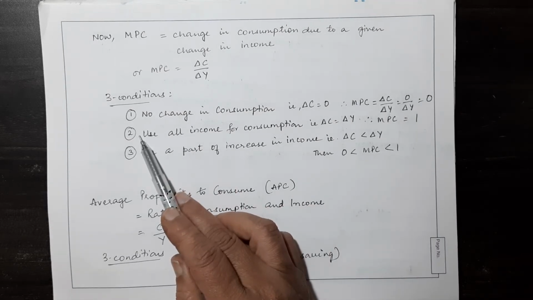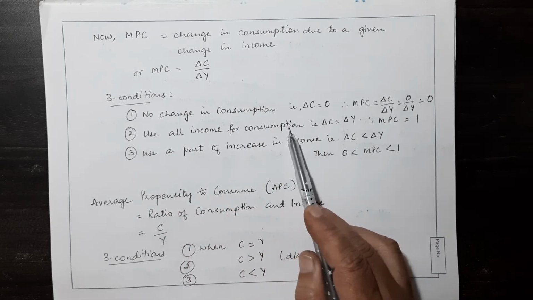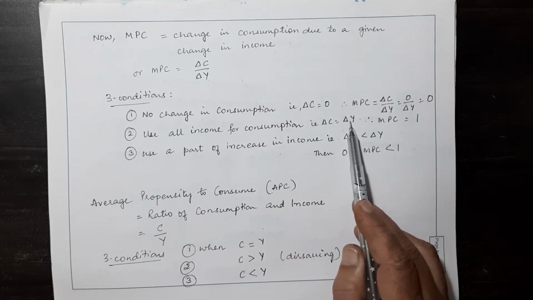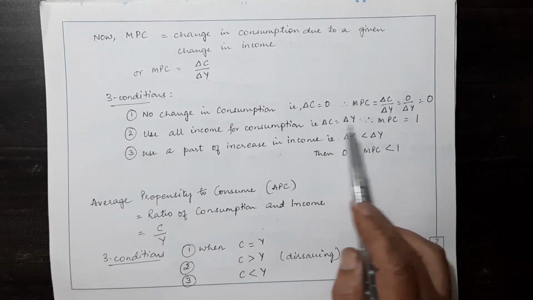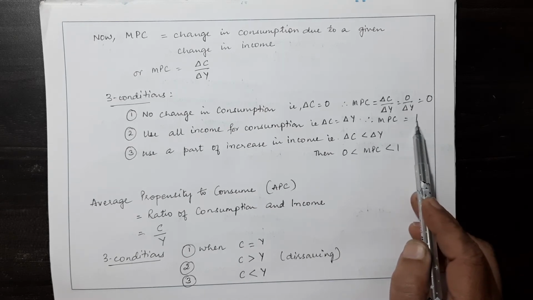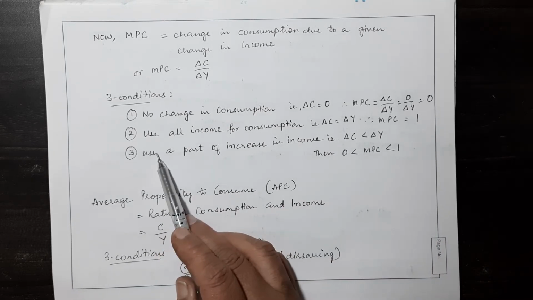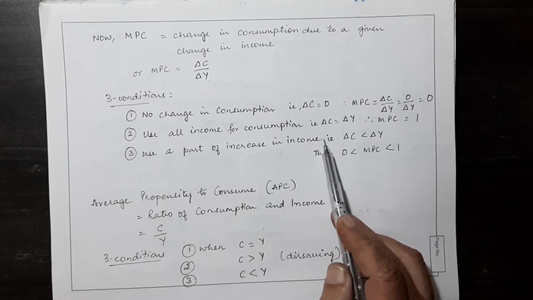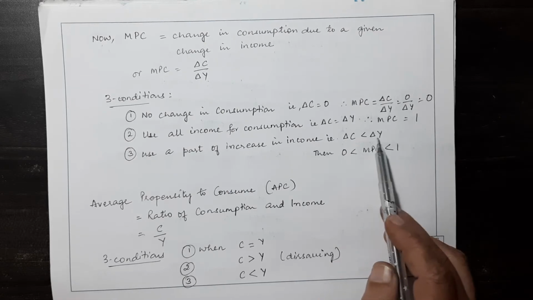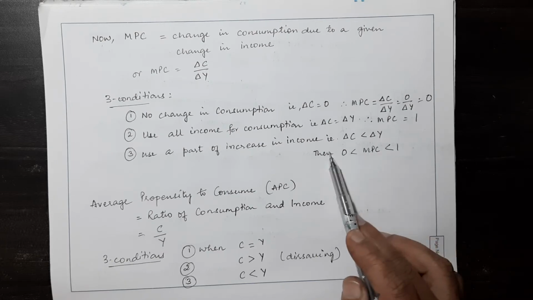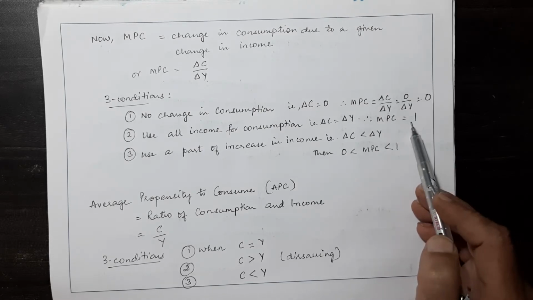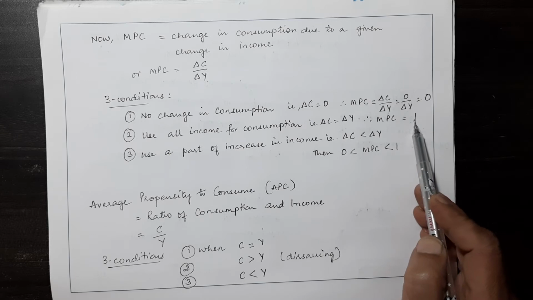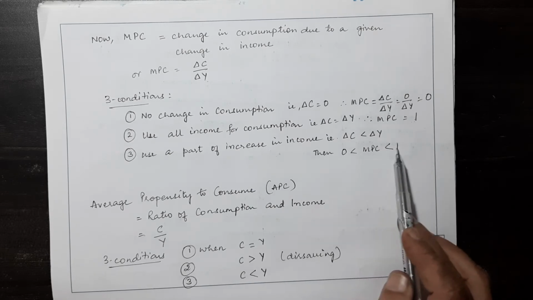The second condition is that all the income is used up for consumption. That is delta C is equal to delta Y. So whatever is the change in income, all that is consumed. So what happens? Delta C and delta Y are equal, so MPC will be equal to 1. The third condition is using only a part of the increase in income. We are not consuming the whole, we are using only a fraction or a percentage of it. That is when delta C is less than delta Y. Then the MPC will lie between 0 and 1, because the two extreme values are 0, when there is no change in consumption, and 1, when all the income is consumed. So MPC will lie somewhere between 0 and 1.